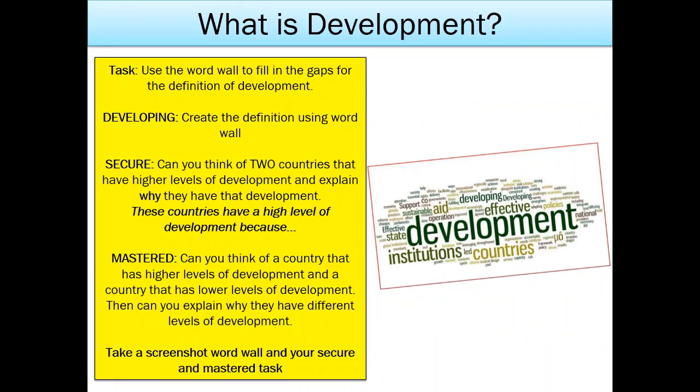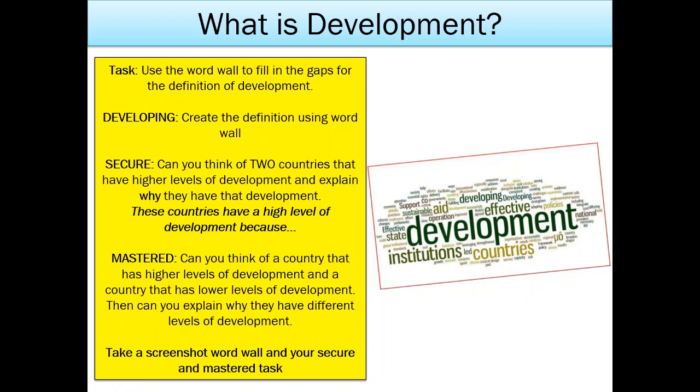Moving on to learning objective 1, which is to look at what development is. The first thing I'm going to ask you to do is use a WordWall activity to create a definition for development. So for developing tasks, can you open up WordWall and create a definition using the WordWall activity? For secure, you then need to use a piece of paper or a Word document, and you're going to give me two examples of countries with high levels of development, and then I want you to explain why they have high levels of development.